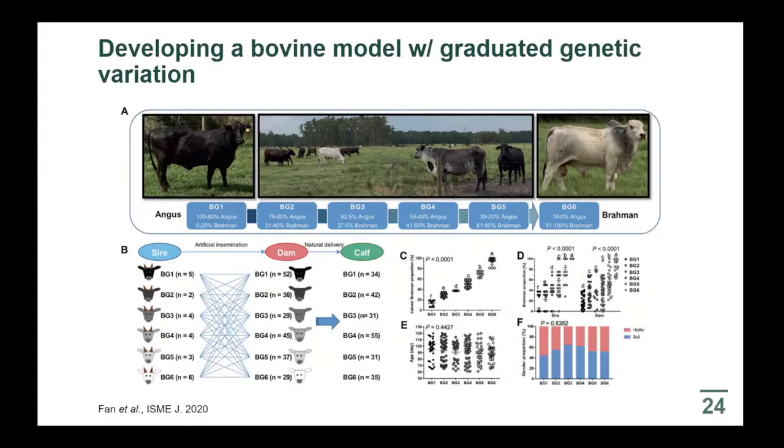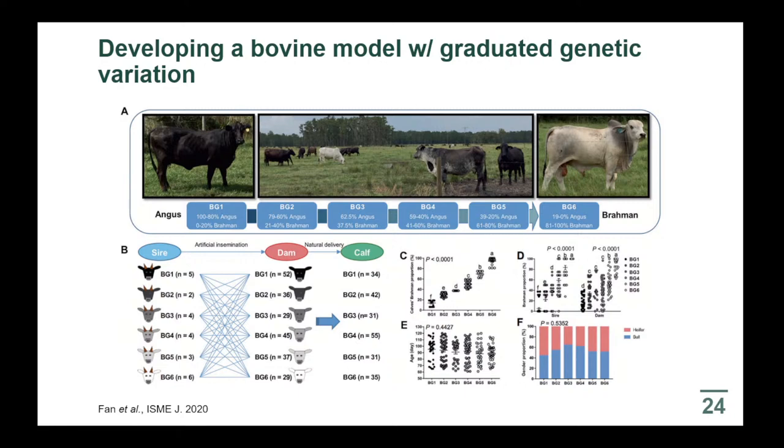To make babies, we use six different breed groups. Breed group one is mainly Angus. Breed group six is Brahman. Group two has more Brahman composition compared to breed one. Breed group three, more Brahman. Breed group four, more Brahman, and so on. So its Brahman composition is gradually increasing.